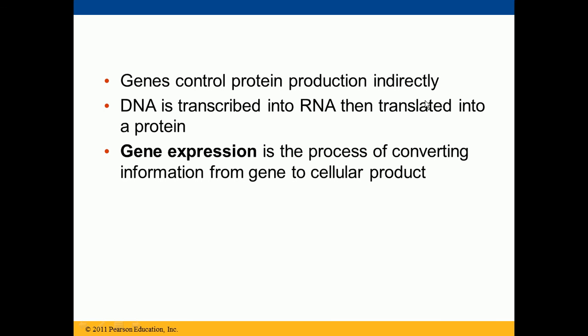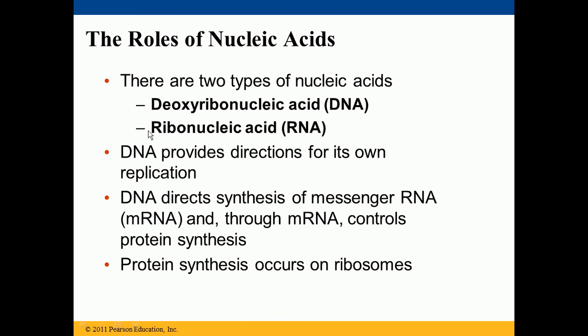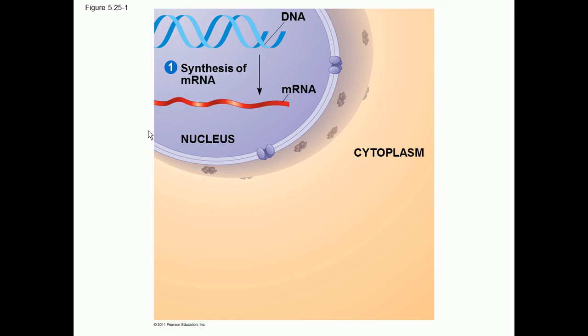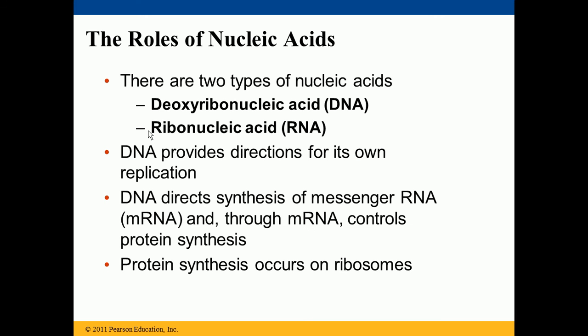So gene expression involves two steps: transcription and translation. The information in DNA will be converted into RNA, and RNA will be converted into protein. So this is what gene expression is. And actually, before we talk about this, as I already told you, there are two kinds of nucleic acids, DNA and RNA. We will be talking about the differences between DNA and RNA.